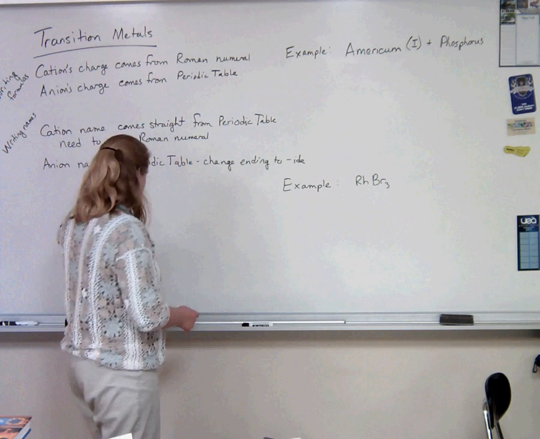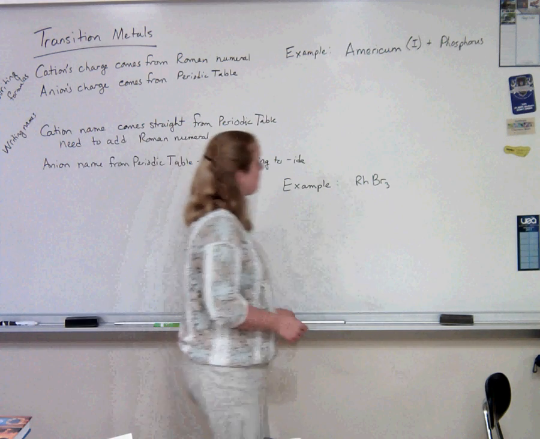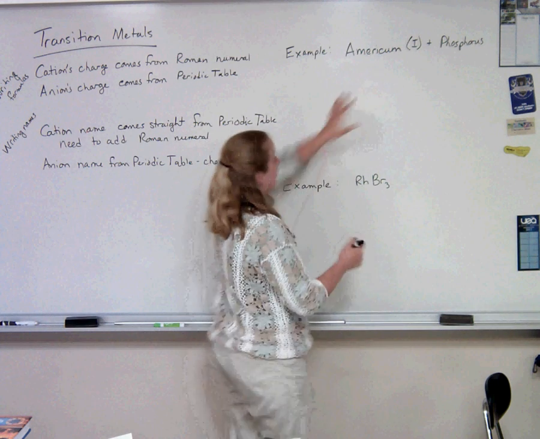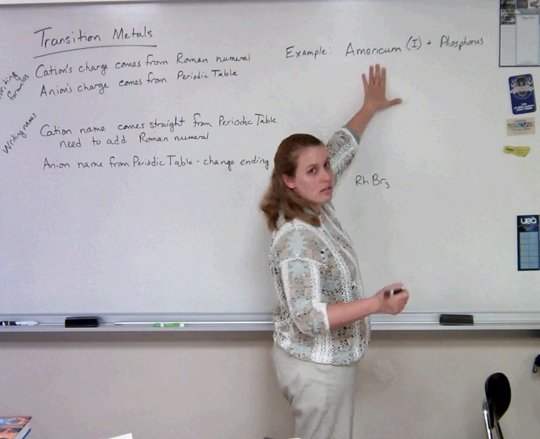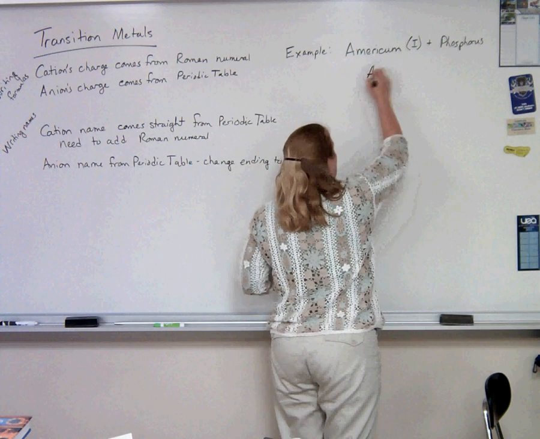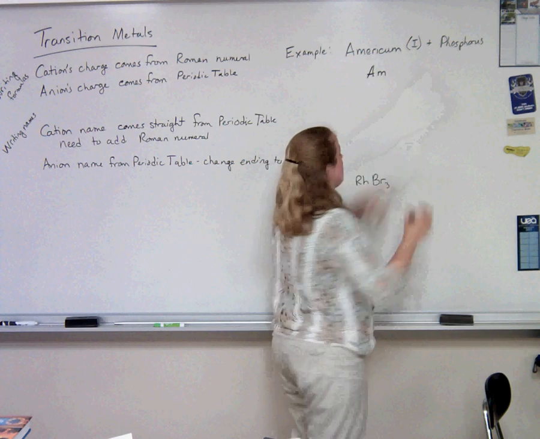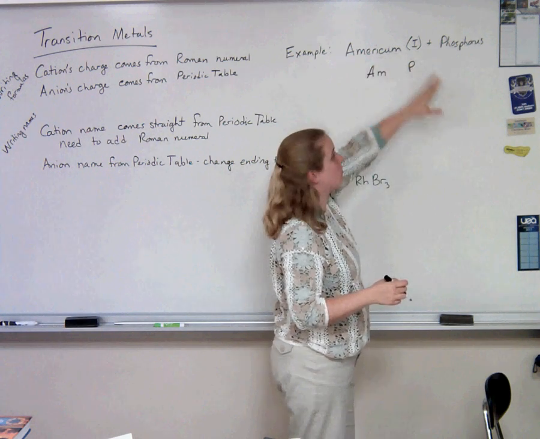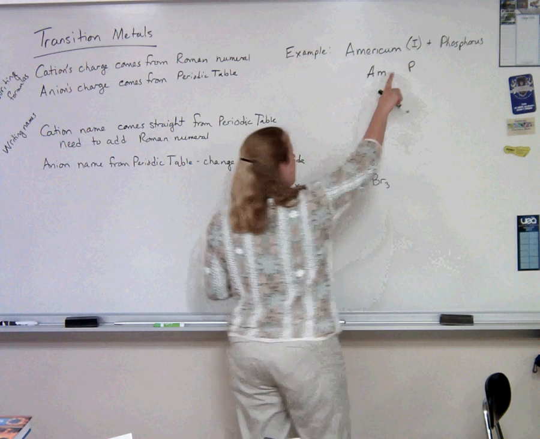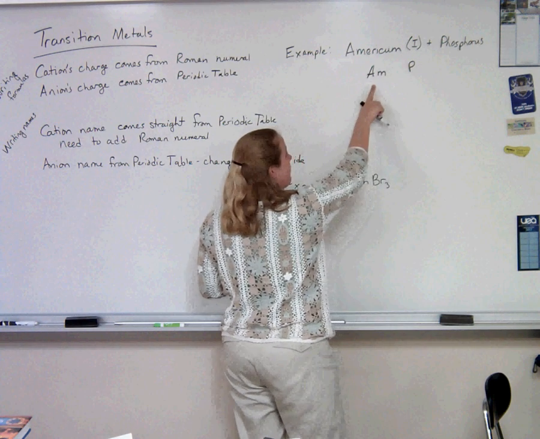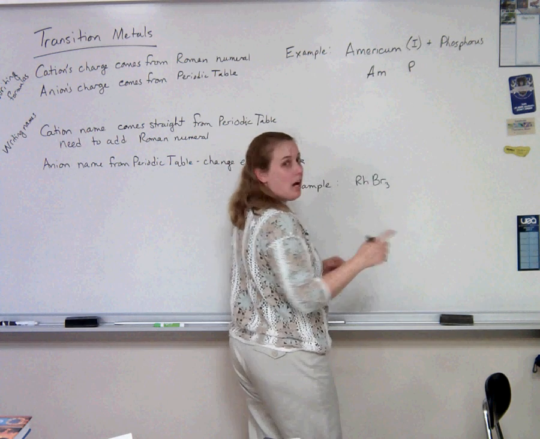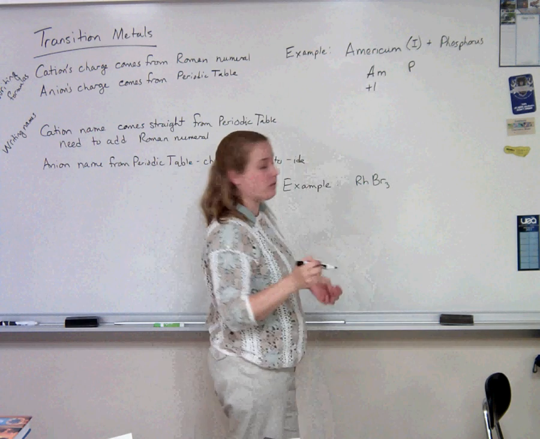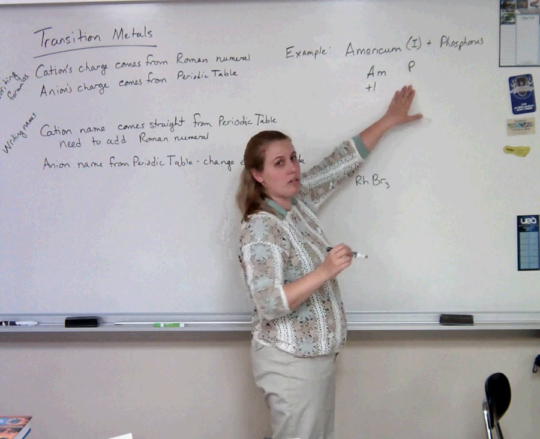So let's try this example. Americium(I) phosphide. That means we need to find the symbol for americium, which is Am. The symbol for phosphorus is P. Americium is the metal, the cation, so it goes first. Phosphorus is the anion, so it goes second. Now, instead of looking at the periodic table to find the charge, I'm just going to write the Roman numeral. It's +1. Roman numerals are always positive. Phosphorus I'm going to get from the periodic table, and that's -3.